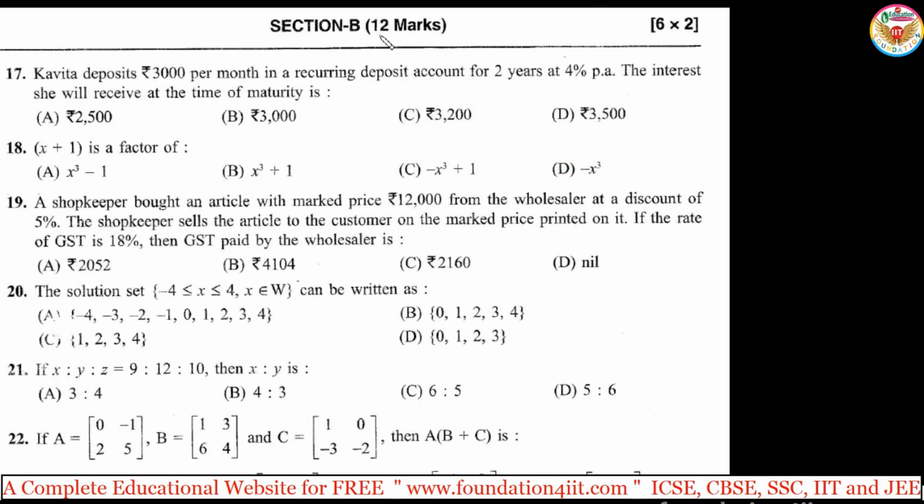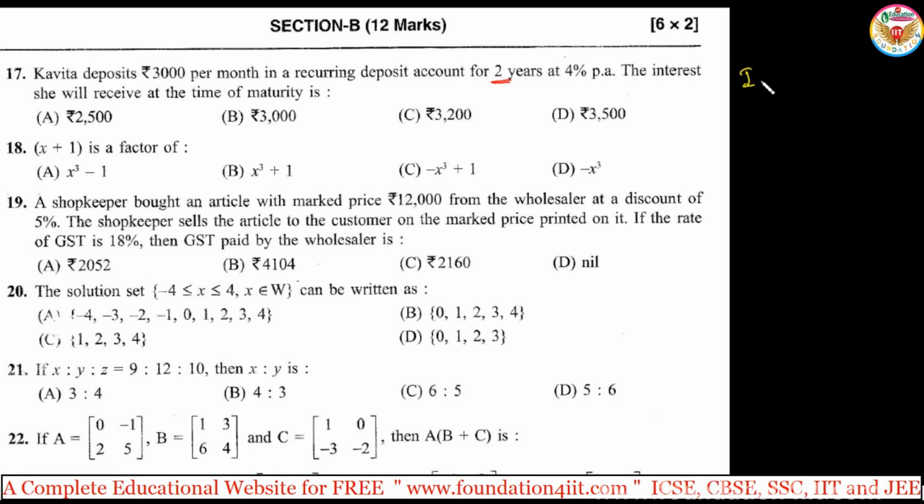In section B, it is 12 marks, 6 questions, carrying 2 marks each. The 17th one: Kavita deposits 3,000 per month in a recurring deposit account for 2 years at 4% per annum. The interest she will receive at the time of maturity. So we need to find the interest.